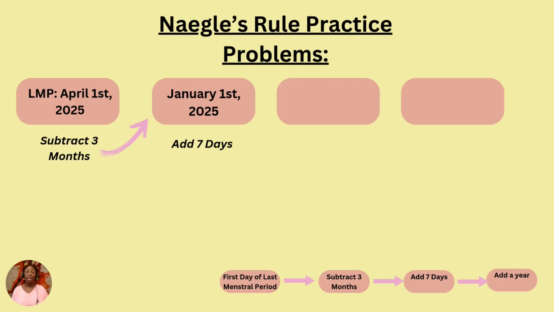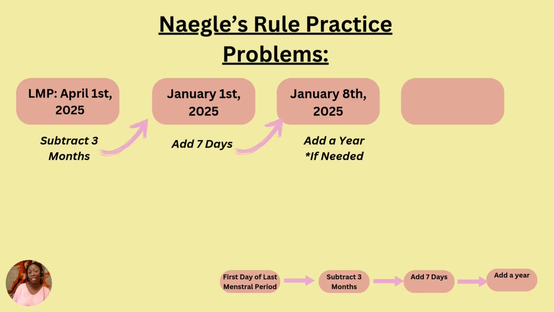So the next step following the formula is that we're going to add 7 days to this date. So that gives us a date of January 8th, 2025. So the final step will be to add a year to this, because even though the date that we have right now is January 8th, you have to go back and remember when the first day of her last menstrual period was. That was back on April 1st, 2025.